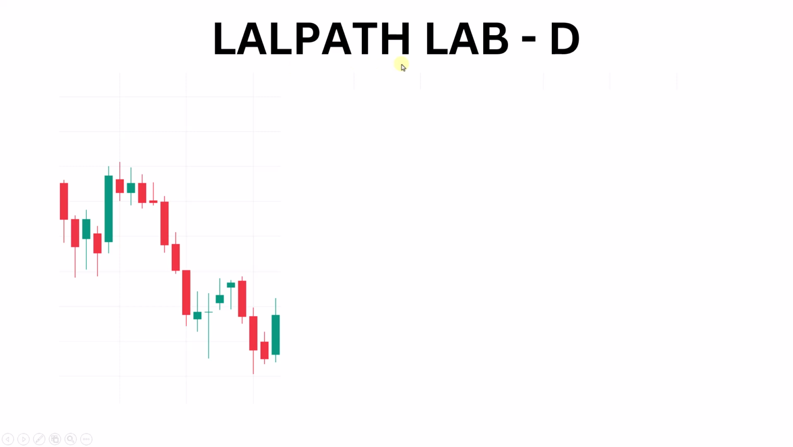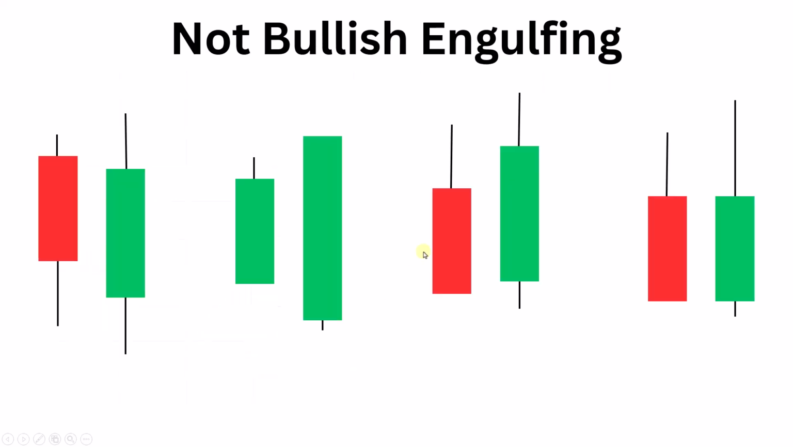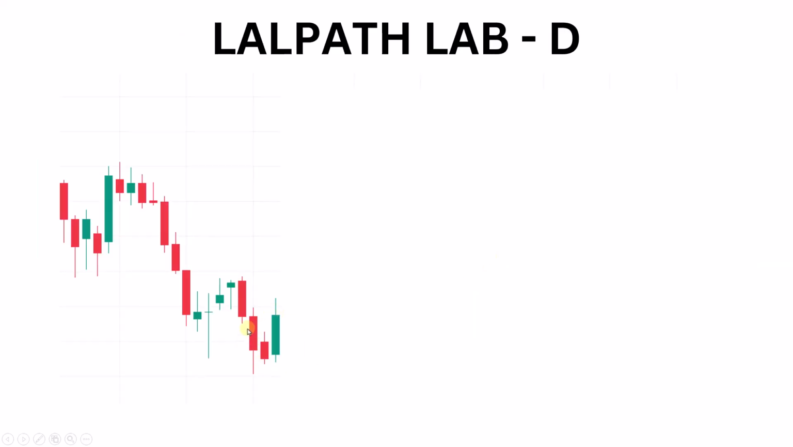First is this company, and it is a day chart. You can see there was a downtrend. Price was moving down from the past few days, and we have a bullish engulfing pattern here. I told you that this is not a bullish engulfing pattern. This same pattern has come here. And I also mentioned that few traders consider this to be a bullish engulfing pattern.